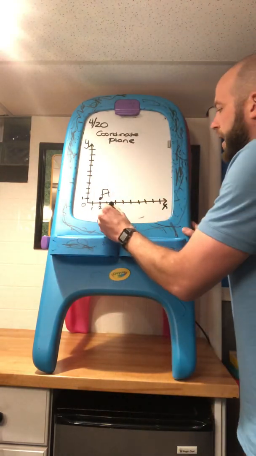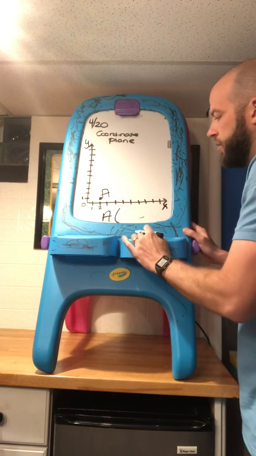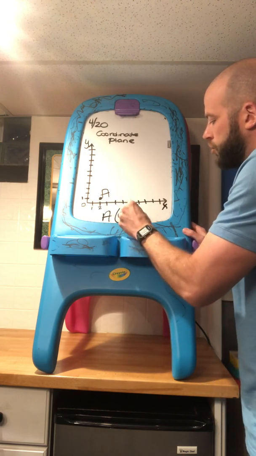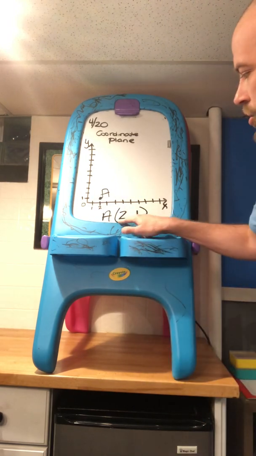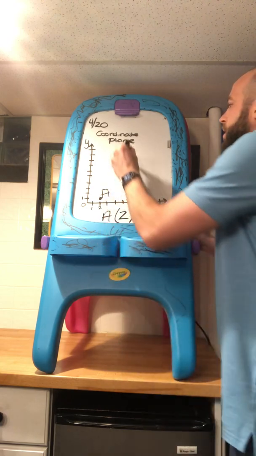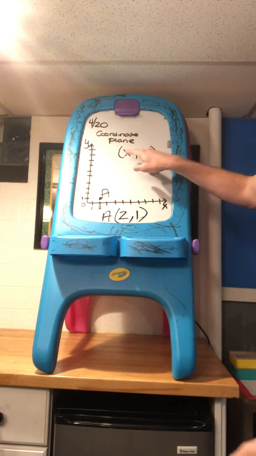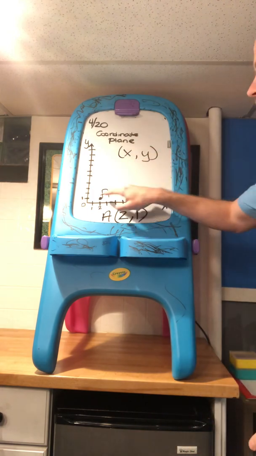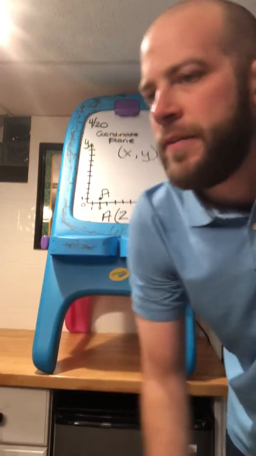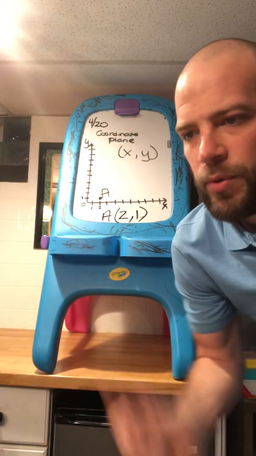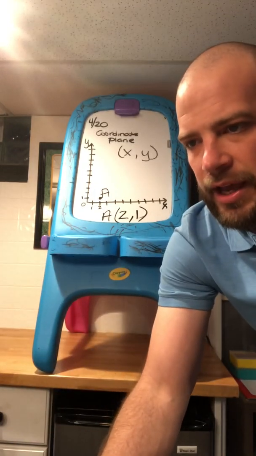So you would show A like this. You'd say A is over twice and up once. So A's coordinates are 2, 1. A coordinate is like x, y: how far over, how far up. So there's A. On your problems today, it has you look at the graph and tell me where A, B, and C are on that graph.